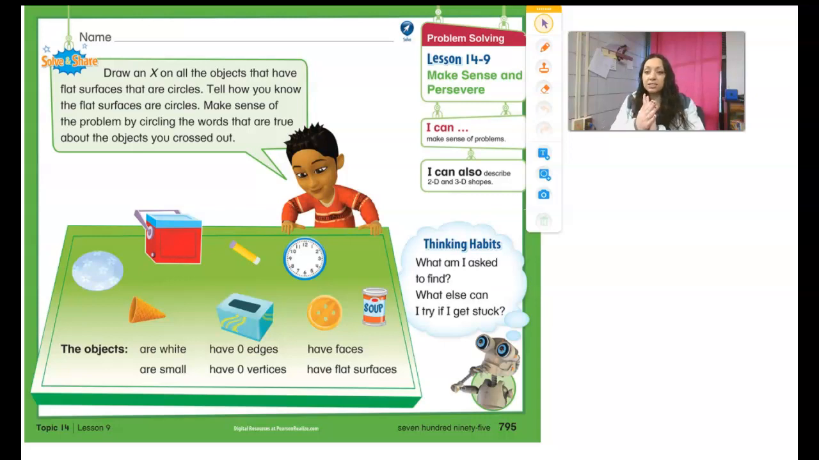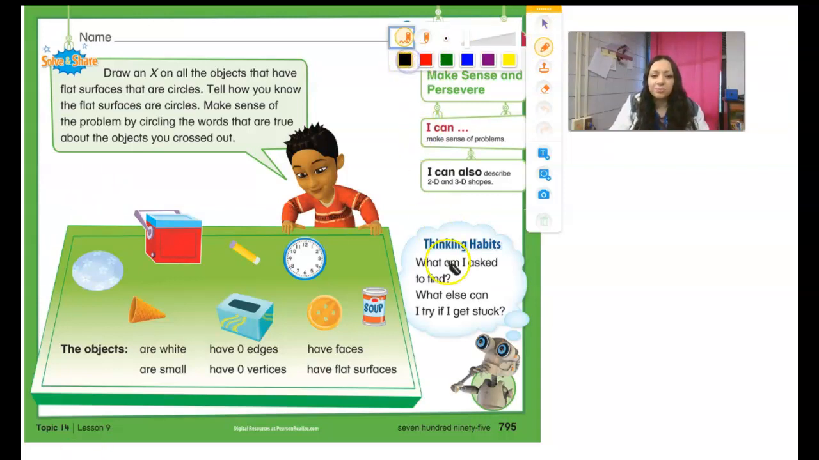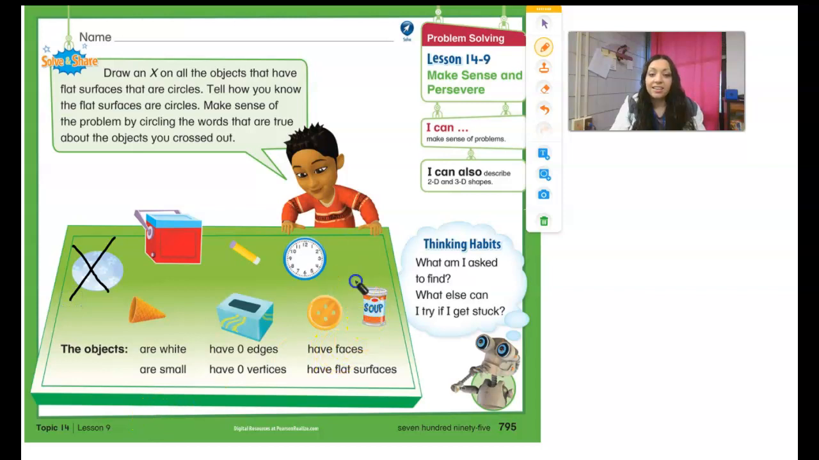They have a flat surface that's a circle. Now that could be just a flat circle, or there's some other shapes that have those circles as faces. Do you remember what they are? That's right. A cylinder has the circle at the top and the bottom. So let's see, what do you see that has a flat surface that's a circle? That's right. The plate. Good job. Anything else? The can. Very good. Anything else? The clock. Good job. The button is flat and round.